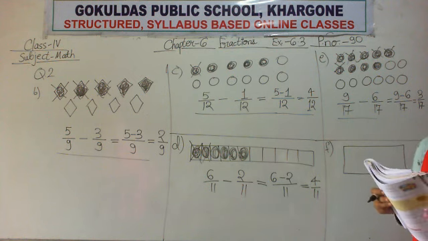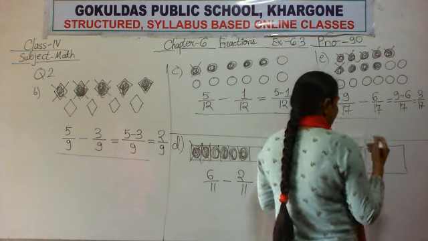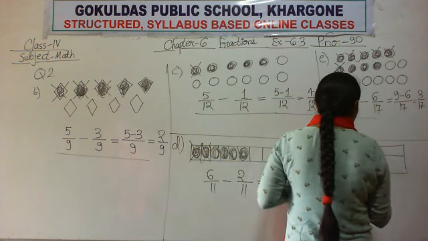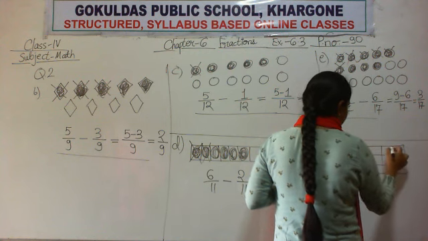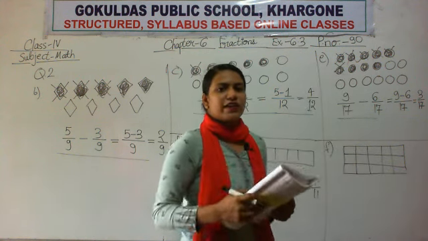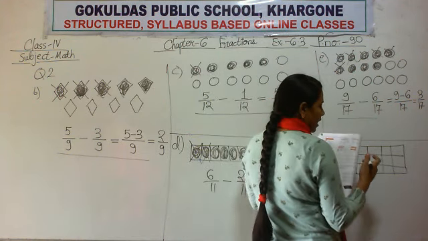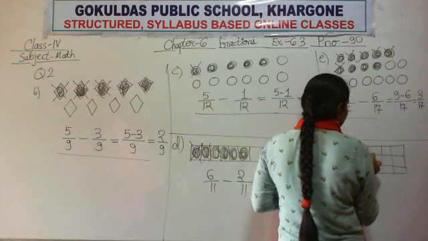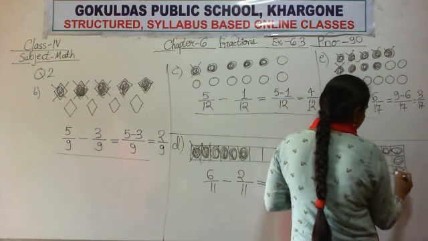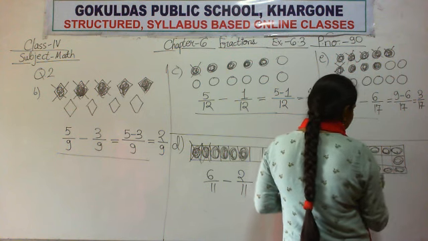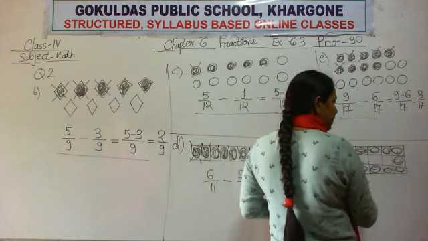Count the number of parts. This rectangle is divided into 15 equal parts. Out of 15, how many are shaded? How many are colored? 2, 3, 4, 5, 6, 7, 8, 9, 10, 11. 11 boxes are colored. So can we write a fraction for it?